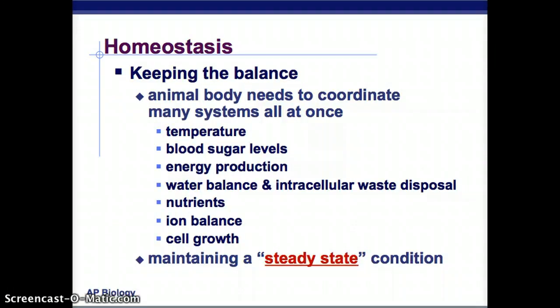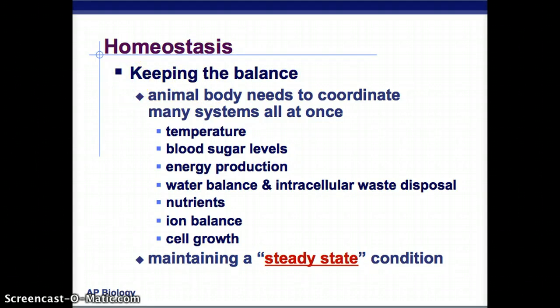All right, homeostasis. We're going to talk a little more later about exactly what it looks like. But first off, what it is: keeping the balance. So think of it this way, homeostasis, you want to stay where you're at. So we're going to keep in balance.